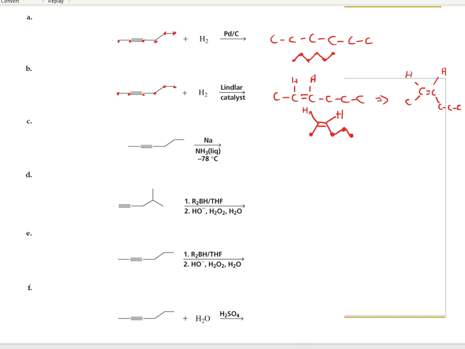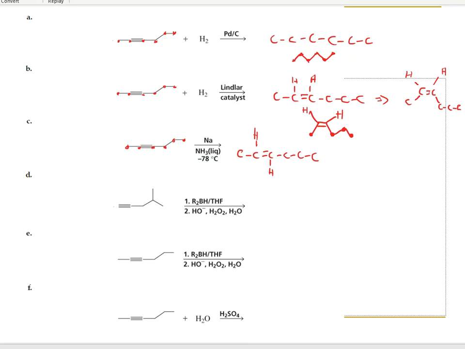Okay, so for C, I get this triple bond molecule again. 1, 2, 3, 4, 5, and 6. And this time they're adding sodium with liquid ammonia at -78. Okay, so I do this just as before. 1, 2, 3, 4, 5, 6. The triple bond was right there. I'm going to break the triple to a double. 2 sites of attachment open up. There. This allows trans to go on, so I can stop there and say, here's your product.